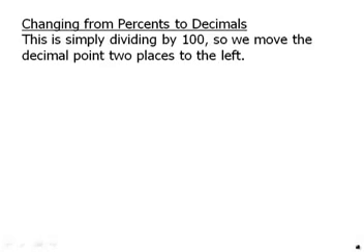So, talking about that, changing from percents to decimals. This is simply dividing by 100, so we move the decimal point 2 places to the left. Here we have some percents. We want to change them to decimals. We move 2 places to the left. In some cases, we have to insert placeholding zeros.